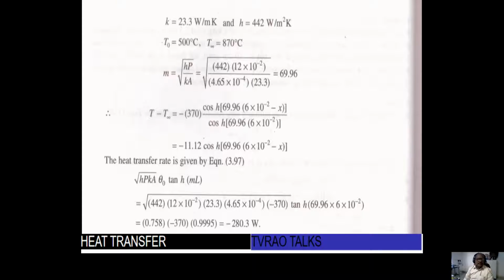Next, he is asking to find out heat transfer. Heat transfer Q is nothing but square root of hP kA into theta naught into tanh mL. This is a hyperbolic function, so for this hyperbolic value you have to use a calculator. If you substitute all the values in this equation, you can find the respective heat transfer of an insulated fin. Like this you can do.